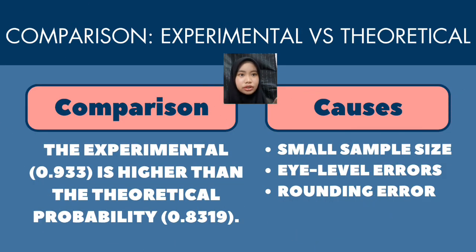Now let's compare experimental versus theoretical. From our calculation just now, we do know that the experimental probability, which is 0.933, is higher than the theoretical probability, which is 0.8319. This might be caused by small sample size because we only have 30 trials. Next, it might be human errors, and for our experiment, one of the human errors might be the eye level error, and the third one might be because of the rounding error.